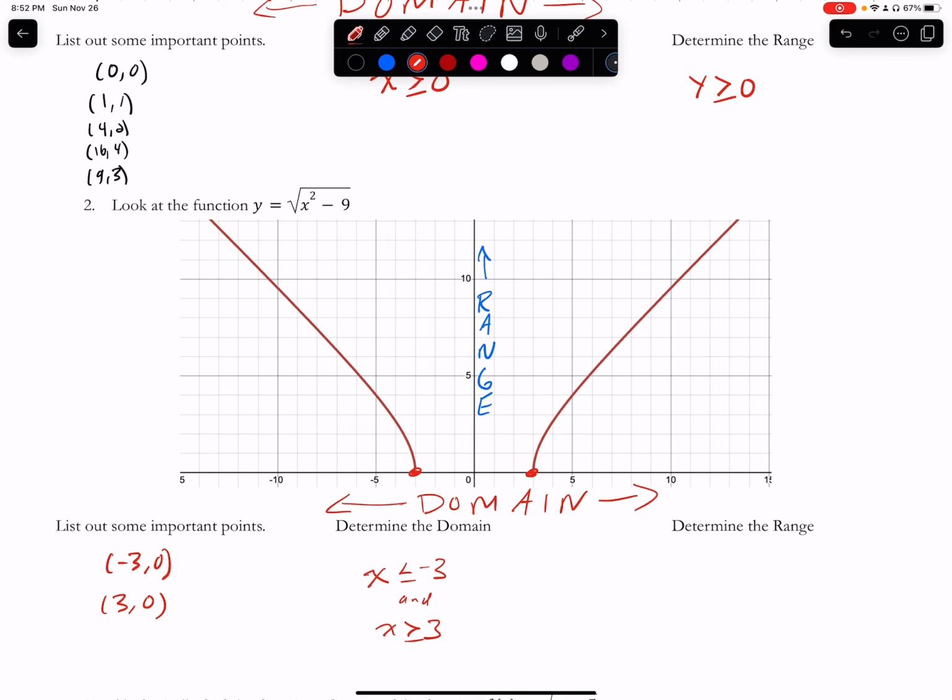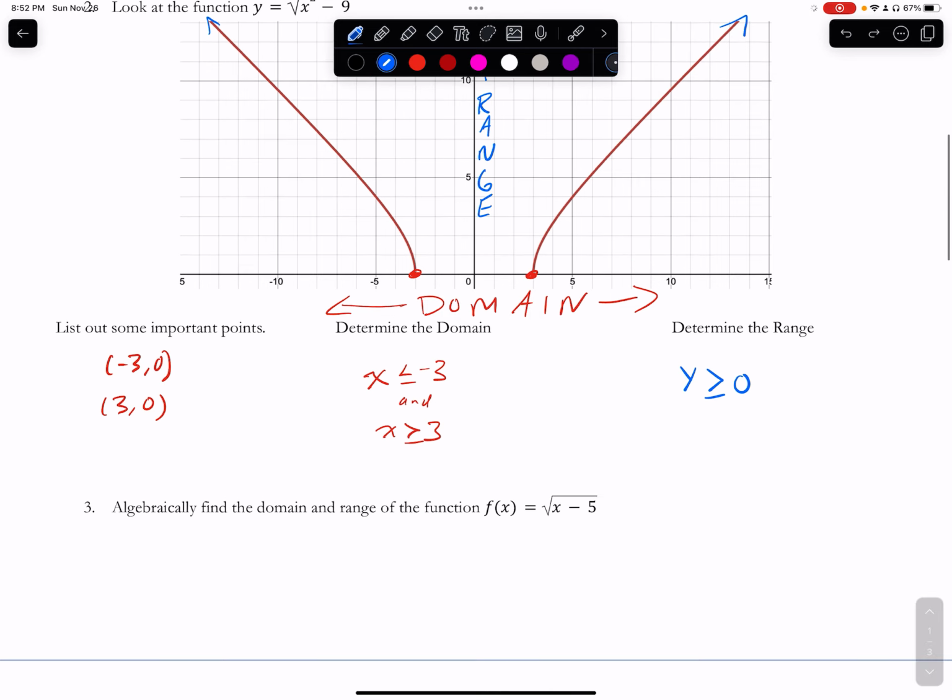And then if you look at the range here, you determine the range. This goes on forever in that direction and then forever in that direction. So in this case, y is also greater than or equal to 0, because the graph never goes below 0. It just remains at 0. And the outputs will always be headed up towards positive infinity. Okay, so these are two ways to use a graph to find the domain and the range of radical functions.